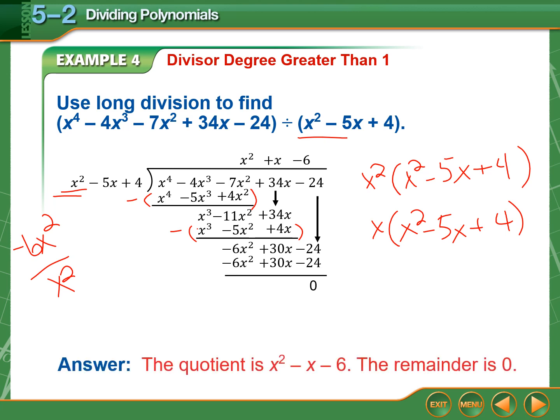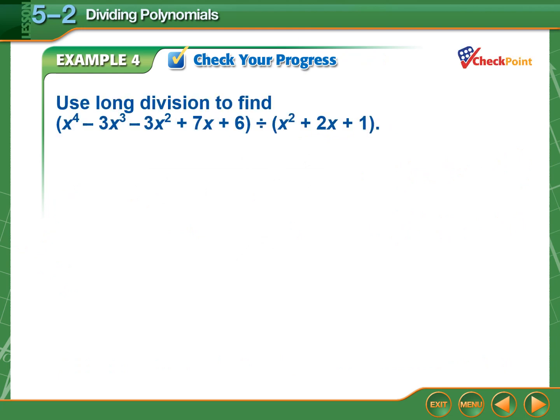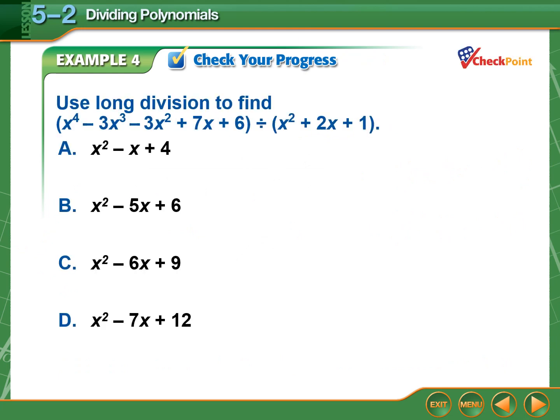So my answer is x squared plus x minus 6, with a remainder of 0. That's written wrong, I can fix that. Okay, so now this one's the harder one. Let's try it. I want you to pause the video and see if you can attempt this on your own. Here we go. 3, 2, 1.